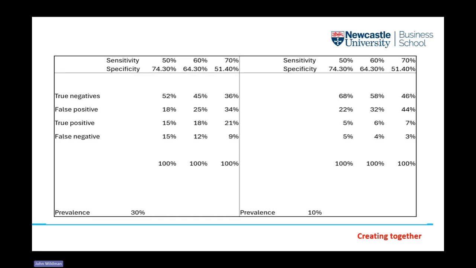So now we move from that middle column to the right-hand one, to the 70% sensitivity. Now the true positive rate goes up to 21%. So we've got more people who have the condition identified as having the condition, and our false negative rate has dropped to 9%.